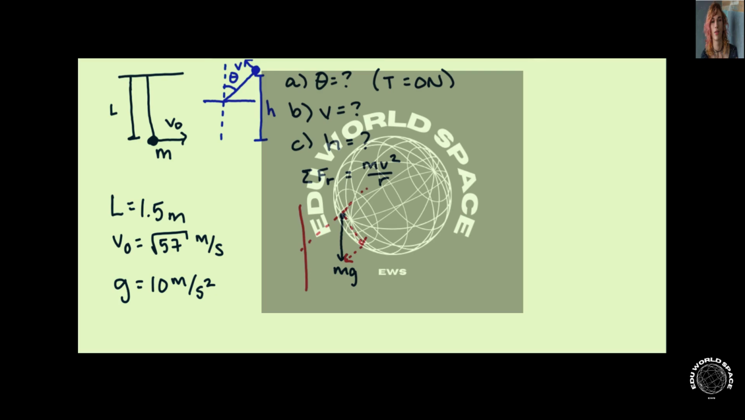Because we know, let me redraw that. Because we know that this angle is theta, that tells us that this angle is also theta, which tells us that this angle is theta. And so when we're considering the component of gravity that is in the radial direction, it's going to be the mg cosine theta component. So now that we've figured that out, that is the left-hand side of the equation here.